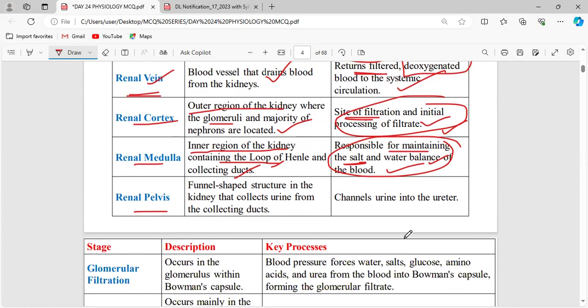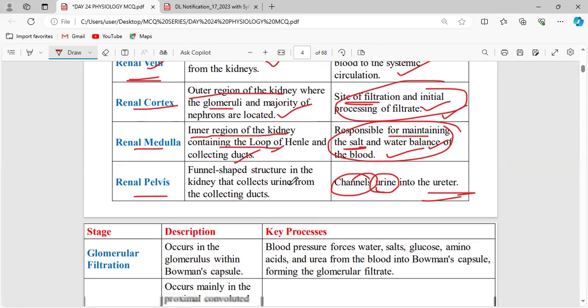Okay, now what is the renal pelvis? The renal pelvis is a channel. It is the one that channels urine, which means what? It collects the urine from all the nephrons, which has to be transferred into the ureter.